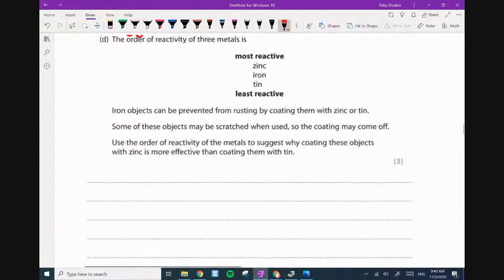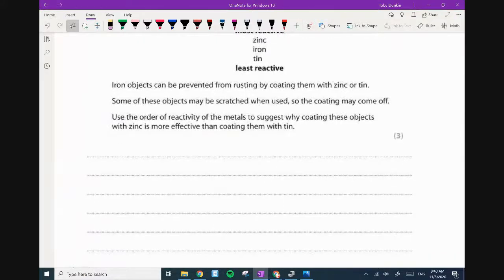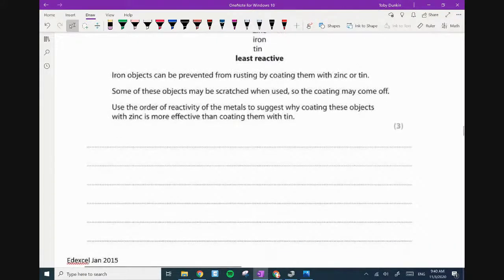Okay, iron objects can be prevented from rusting by coating them with zinc or tin. Some of the objects may be scratched when used, so coating may come off. Use the order of reactivity to suggest why coating objects in zinc is more effective than tin. So the tin layer is purely a protective barrier.